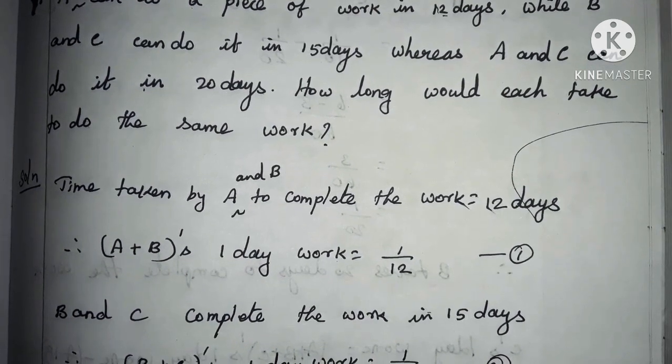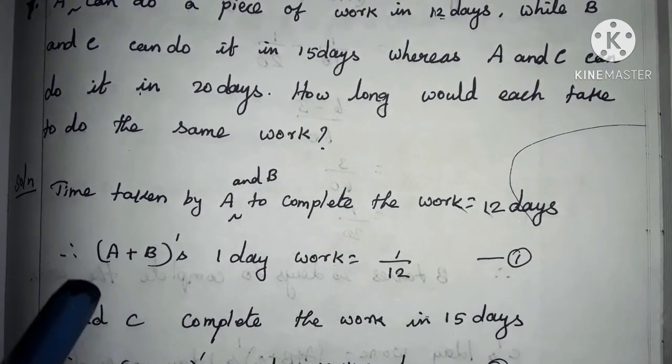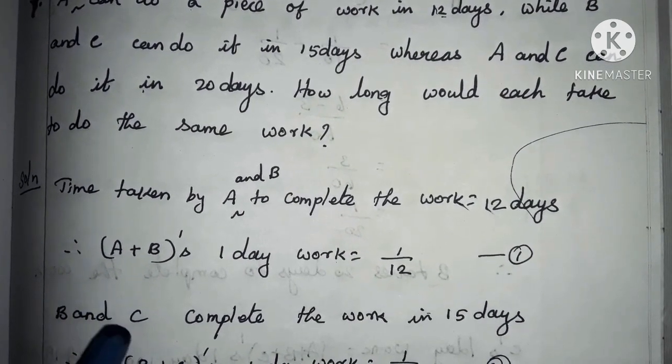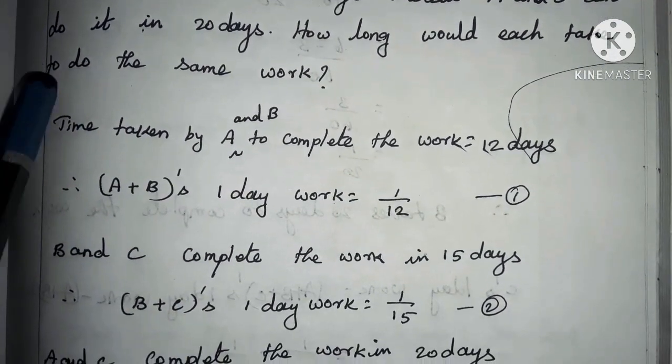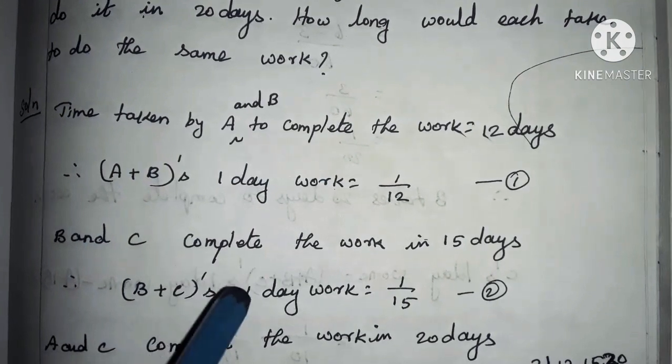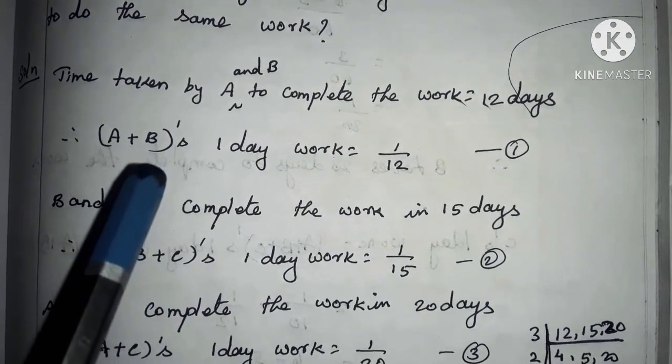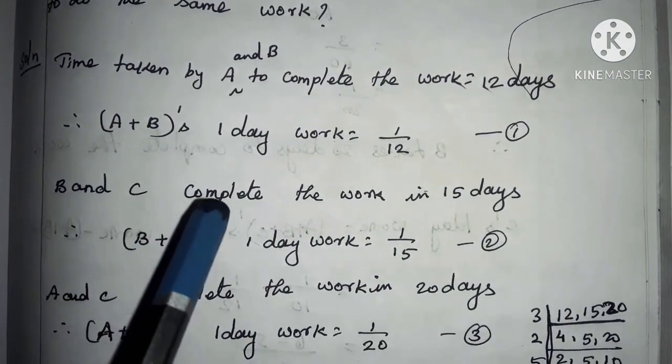For that, first you have to find out the joint work of A, B and C. From that, you have to subtract. To find out A, you have to subtract B and C. To find out B, you have to subtract A and C. And for C, you have to subtract A and B.